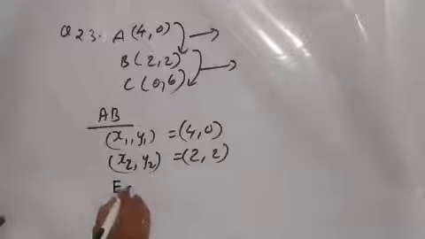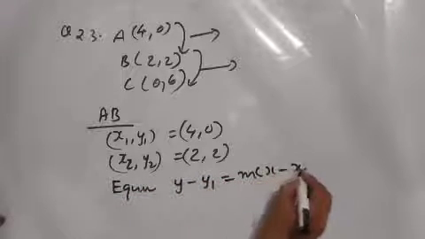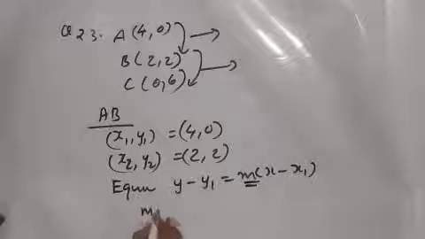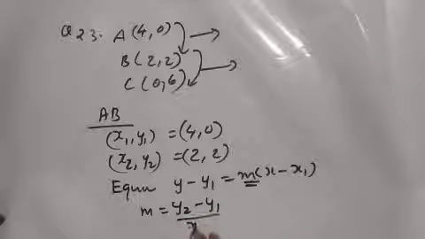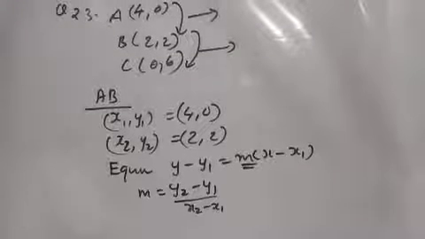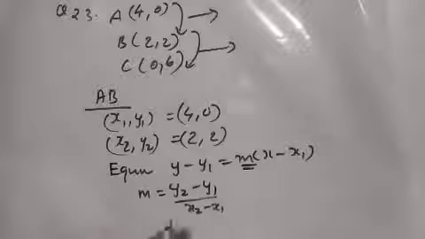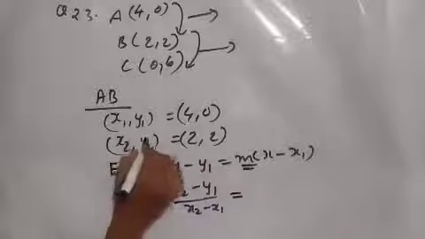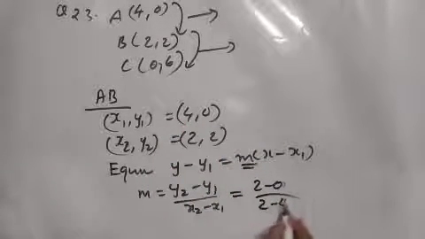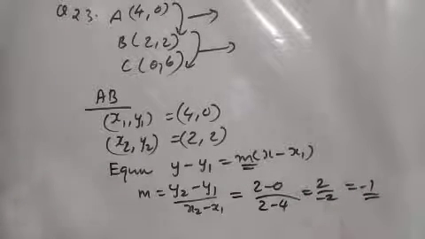What is the equation of AB? Y minus y1 equal to m into x minus x1. But we don't know the slope. How can we find the slope? Yes, m equal to y2 minus y1 by x2 minus x1. Okay, you can take any point as x1, y1 and x2, y2, no problem, and find the slope. Learn this formula to do this type of problems. So let us find the slope first. y2 minus y1, 2 minus 0 by 2 minus 4. That is 2 by minus 2, minus 1. Minus 1 is the slope.